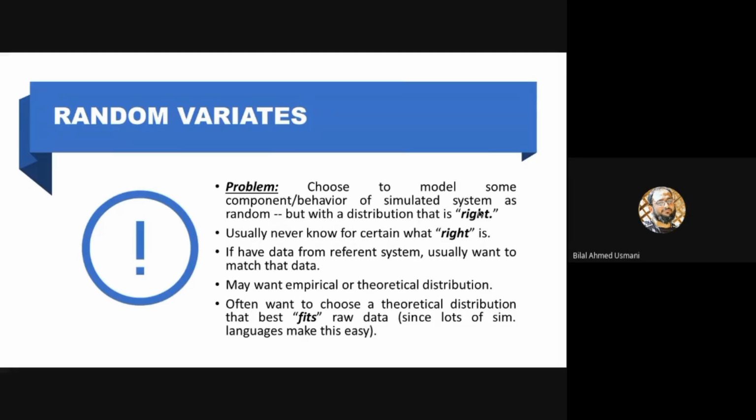But there are a lot more things to do. We usually never know for certain what the right distribution is. If we have data from a reference system, we usually want to match the data. So for example, you have data from measurements of doors, measurements of roads, and the roads have certain fixed lengths, so I can always match it from that. But if you are measuring or counting something which has no reference system, you cannot do that quite so easily. You may want an empirical or theoretical distribution.